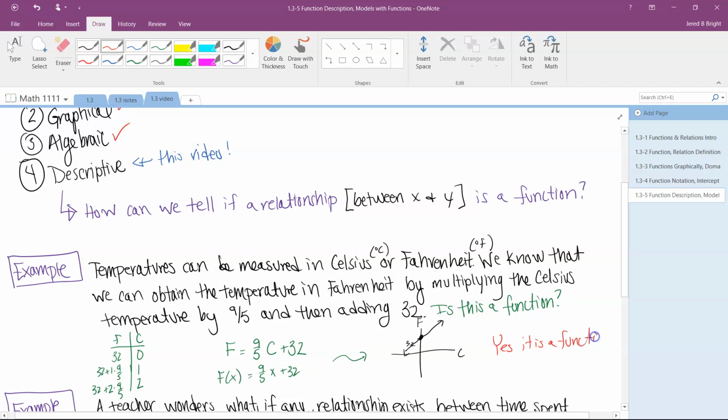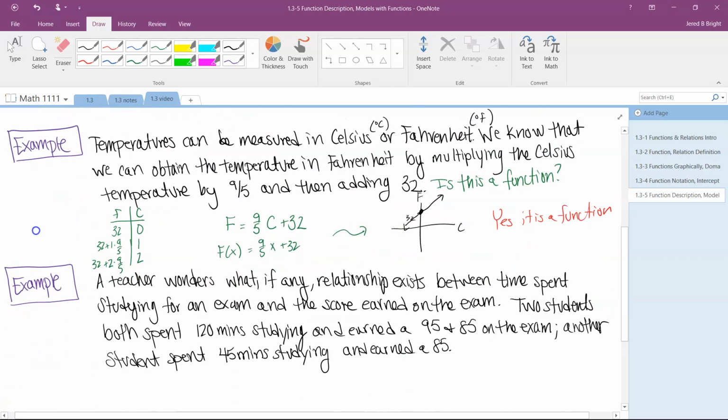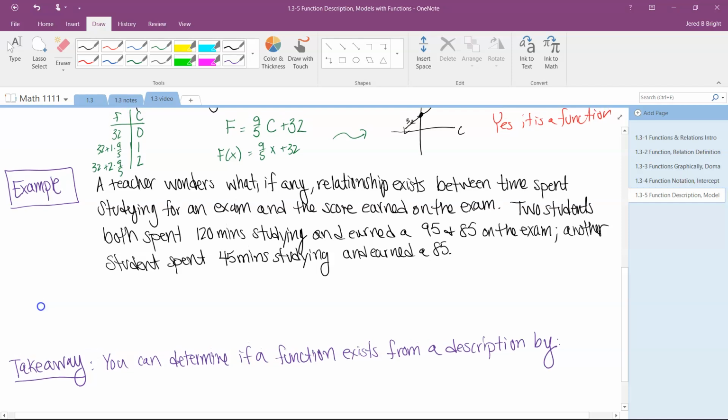And then once we've established that it's a function, there's all sorts of things we can do. I can ask you, okay, if Celsius is 52.5, what is Fahrenheit? And you can do the math. Or we can ask you what things mean. What does the 9/5 mean? What does the 32 mean? That sort of thing. Okay. So, great.